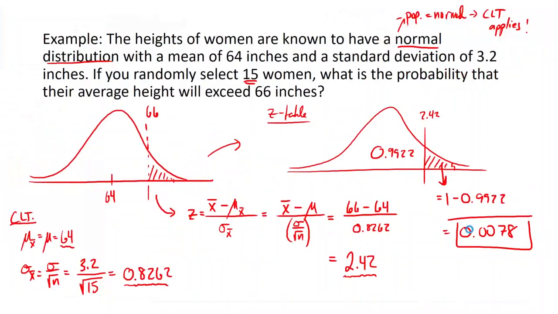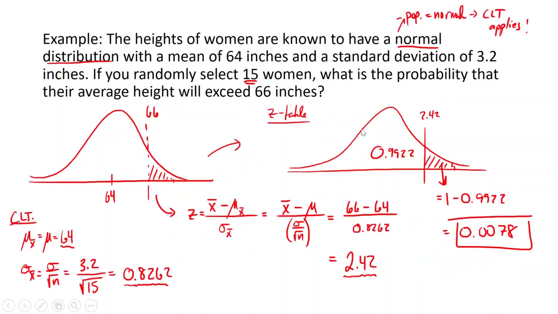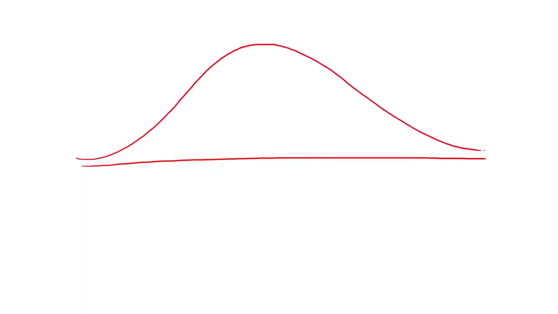See, one woman was relatively likely to be greater than 66 inches tall. But 15 women averaged out. It's not very likely that that average will exceed that. And the reason why is because of the graphs we saw yesterday. So like in red here, this might be what the population looks like, right? Red is your population. That's what the heights actually look like.